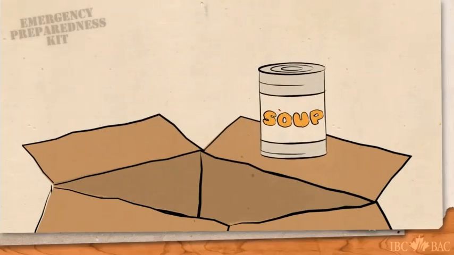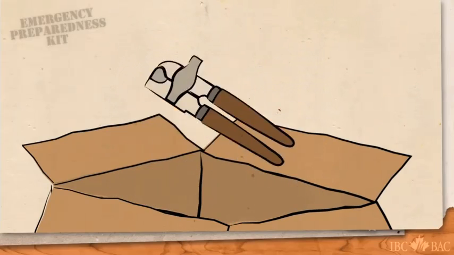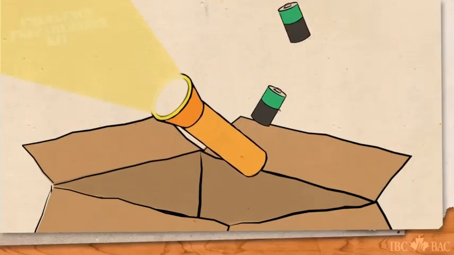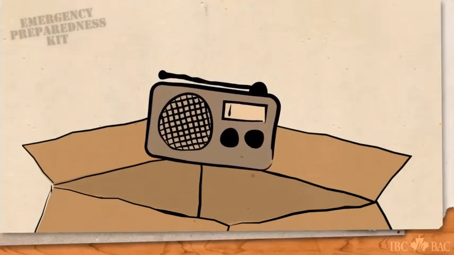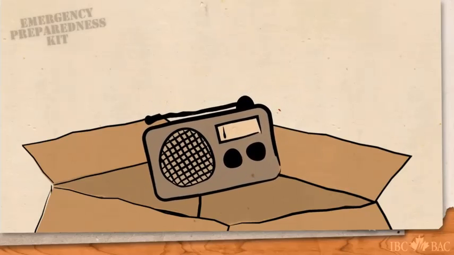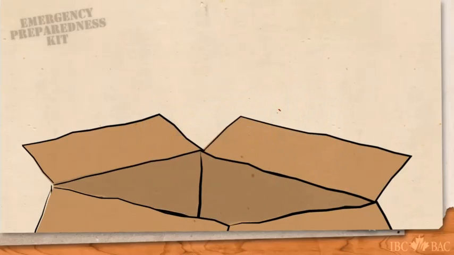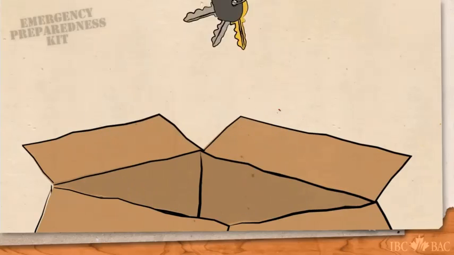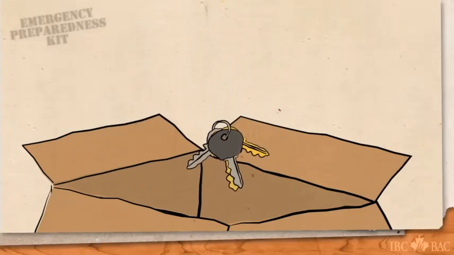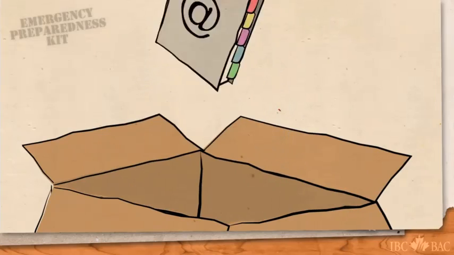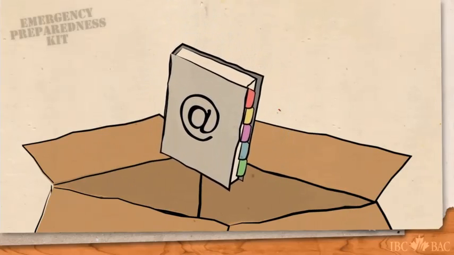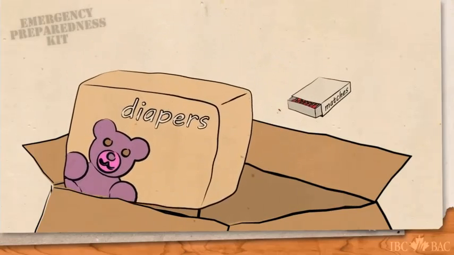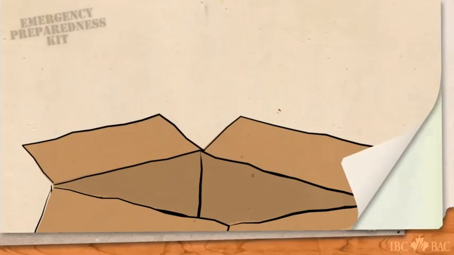Non-perishable food, such as canned goods or freeze-dried food. A hand-cranked can opener. A first aid kit. Flashlight and spare batteries. A portable radio, either a wind-up or battery-powered model. And remember, extra batteries. Special needs items such as prescription medications and infant formula. An extra set of keys for both your car and your home. Some cash. And contact information for friends and family, as well as a copy of your emergency plan. Be sure to add anything else that is important to your family.